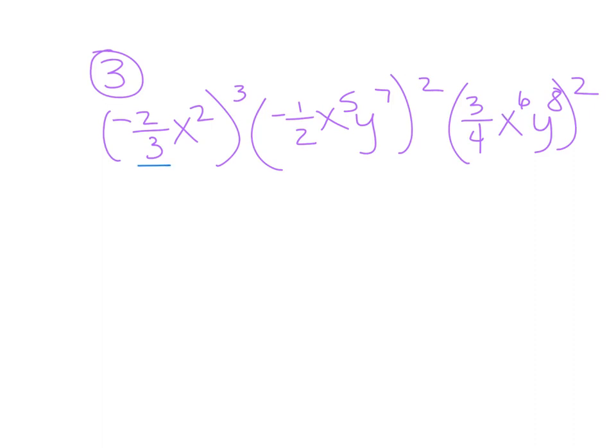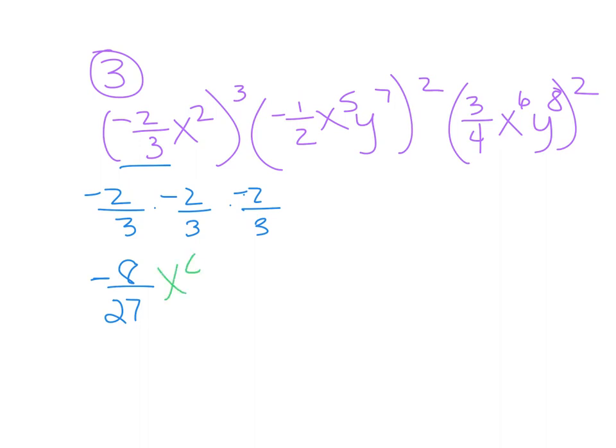Okay, so I'm going to start with my negative 2/3 to the 3rd. So I'm going to go right ahead and write that out just so that we see what happens here. So negative 2/3 times negative 2/3 times negative 2/3. So 3 negatives is going to make a negative. 2 times 2 times 2 is 8. 3 times 3 times 3 is 27. So that's negative 8 27ths. And then x to the 2nd to the 3rd, that's easy. That's x to the 6th. So there's my first parentheses.